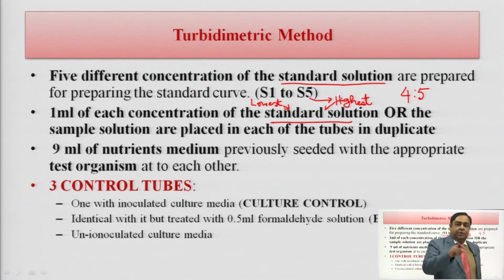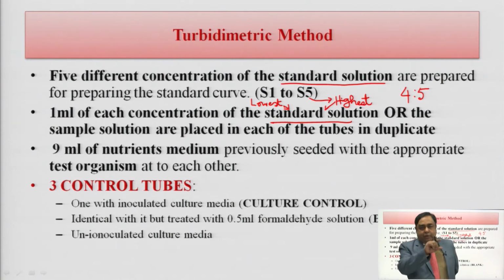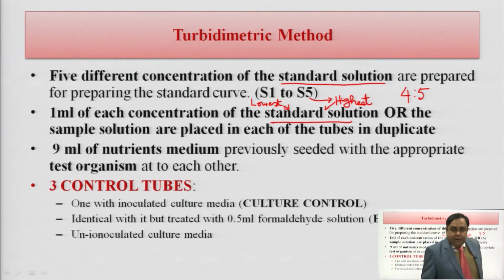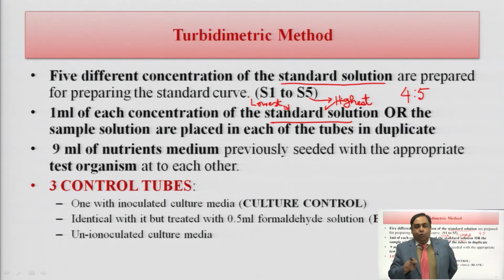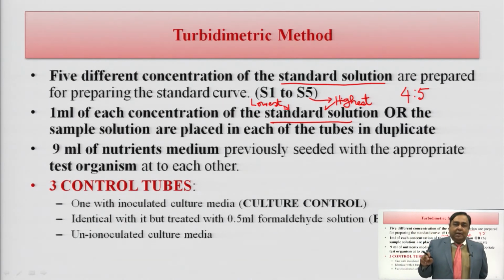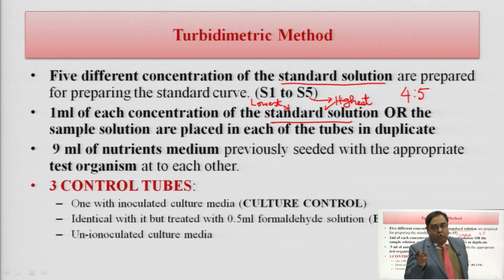So, what you do is, in duplicate tubes you take 1 ml of S1, S2, S3, S4 and S5, each test tube containing 1 ml, in duplicate, and you take 2 additional tubes where you add the sample, that too in 1 ml.